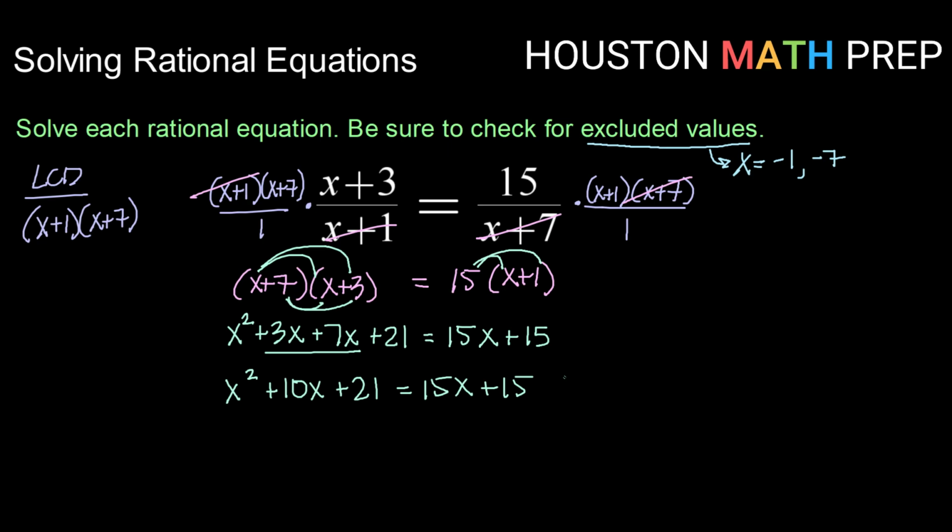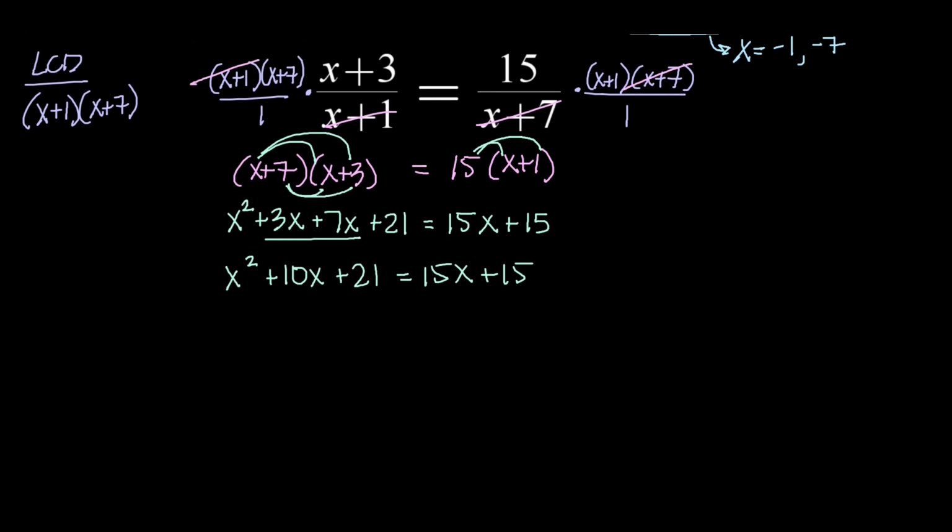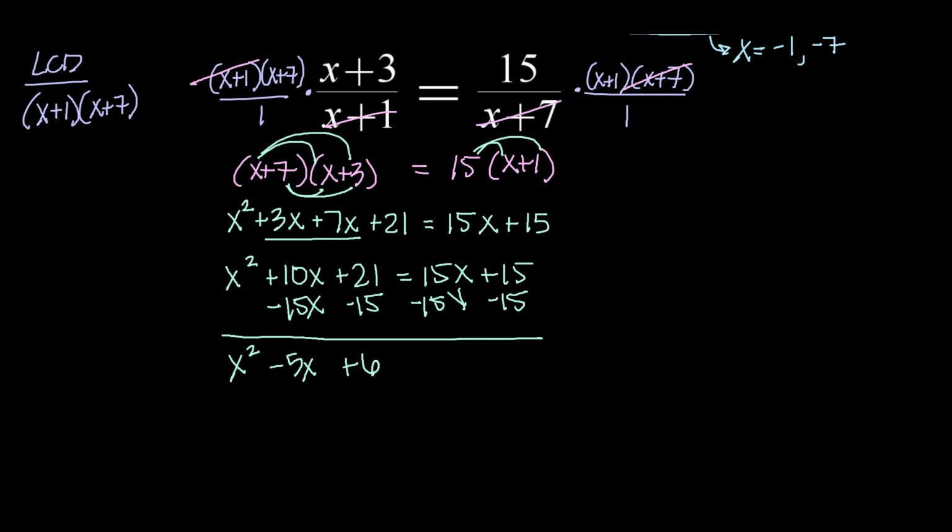Now I notice here that I have a quadratic equation. So in order to solve a quadratic equation, I need one side of my equal sign to be 0. So I'm going to go ahead and move over my 15x and my 15 by subtracting both of them over to the left. So that's going to leave me with x squared minus 5x plus 6 equals, when everything cancels out over here, now I have 0.